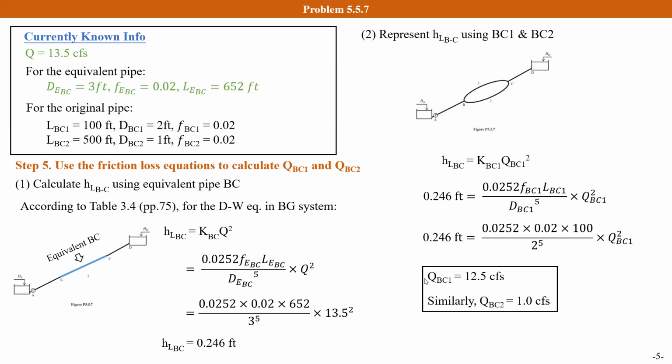Or because the total flow rate equals 30.5 cubic feet per second, and the flow rate in BC1 equals 12.5 cubic feet per second, we use Q minus QBC1. We can also get QBC2, which equals 1 cubic feet per second.